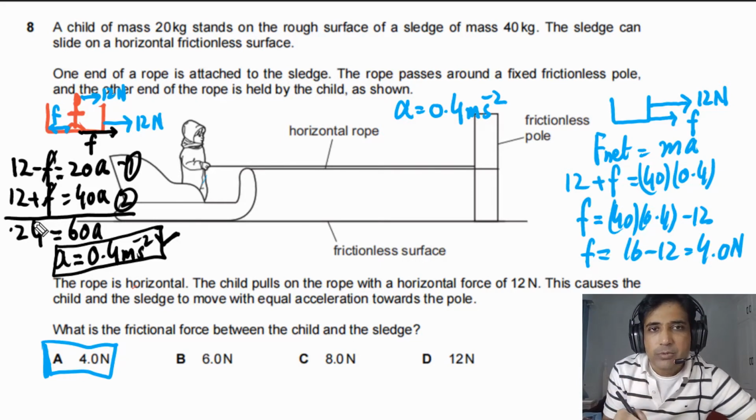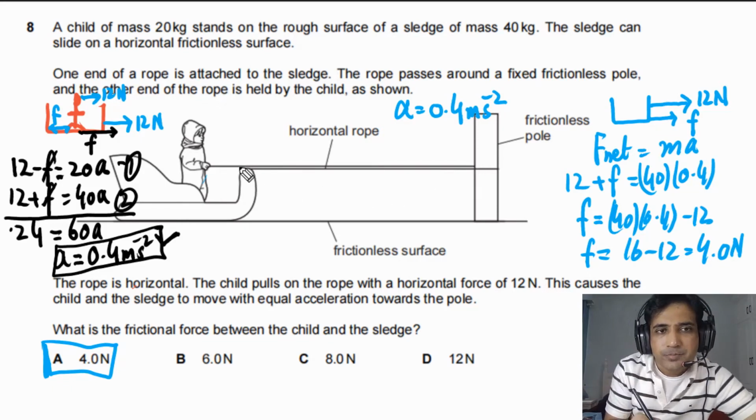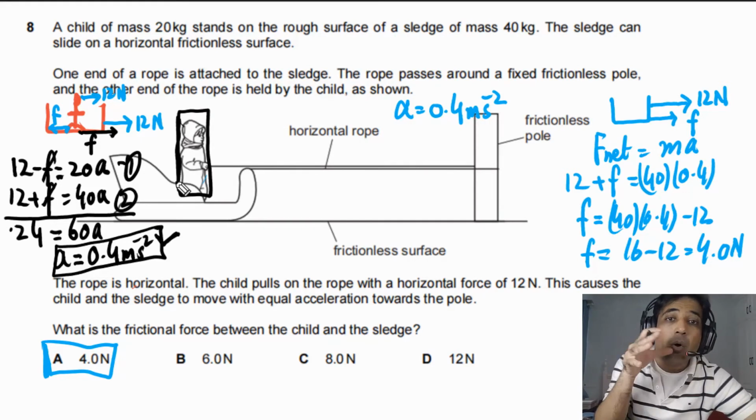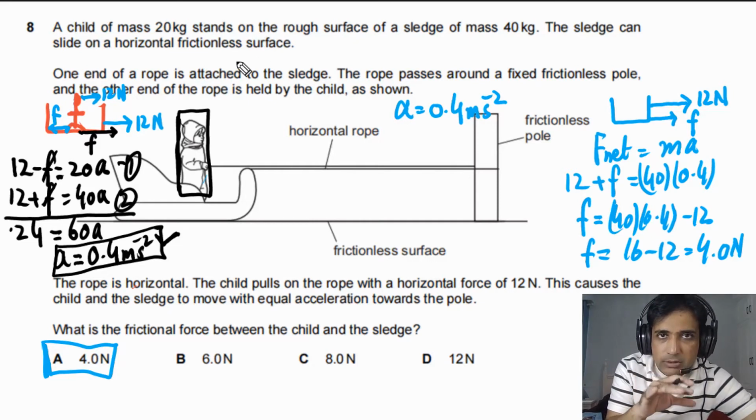Before I go to the next question, let me explain a little bit more about this one. When you are talking about the child, you need to consider only forces acting on the child, not forces acting by the child. So when we draw a free body diagram, we talk about forces acting on that object, meaning forces acting on the child or forces acting on the sledge.